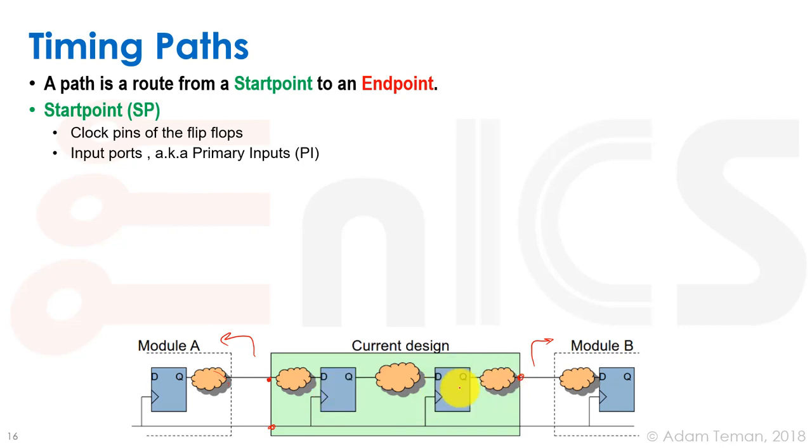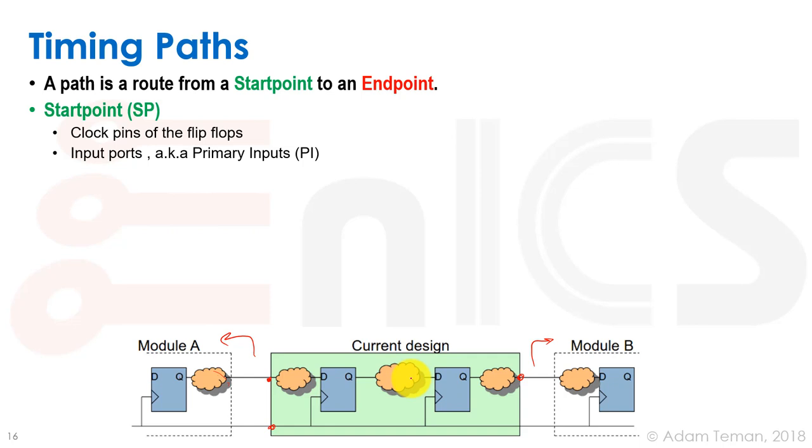Same goes here. We have this flip-flop that's driving some sort of a combinatorial cloud, and it reaches this output point, and we don't know anything about what happens over here. Therefore, we have to make some sort of a model for this so we can deal with this in the same way that we're dealing with our current design.